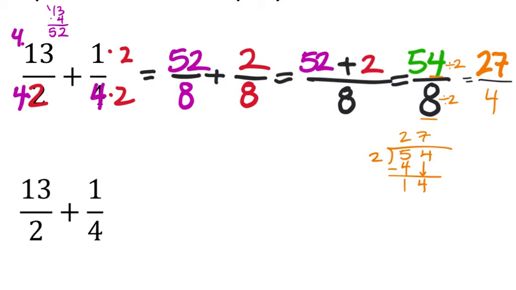And last thing I want to do on this is just check. Can this be simplified? No, it cannot. Because 27 is only divisible by 27, 9, and 3. 4 is not divisible by any of those. So that is complete.